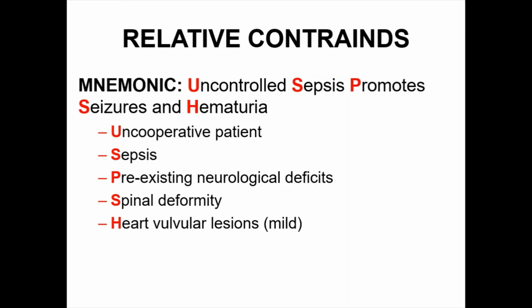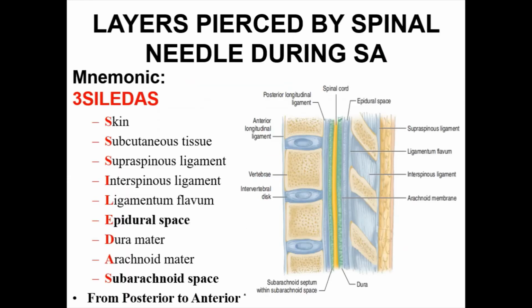There's a mnemonic for relative contraindications. Here you can judge what to do. The mnemonic is uncontrolled sepsis promotes seizures and hematuria. First, U is an uncooperative patient. Second, patient with sepsis. Third, pre-existing neurological deficits. Fourth, spinal deformity. Last, you have heart valvular lesions, which are not severe.